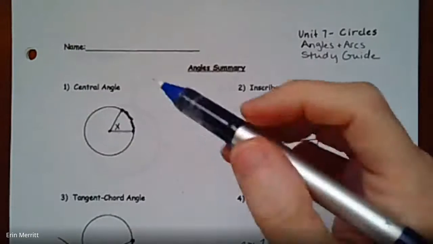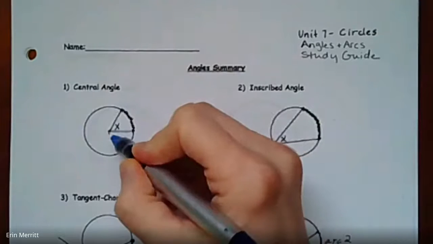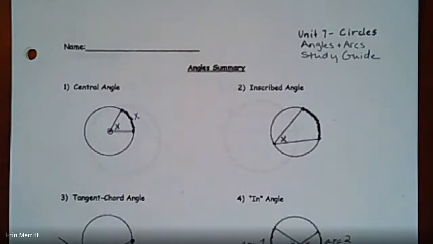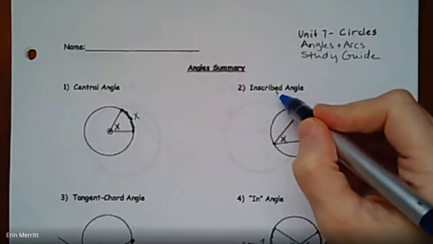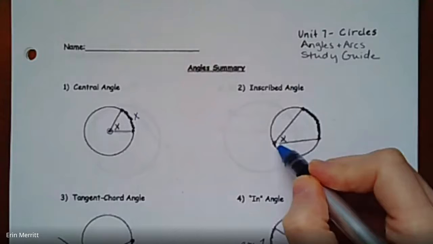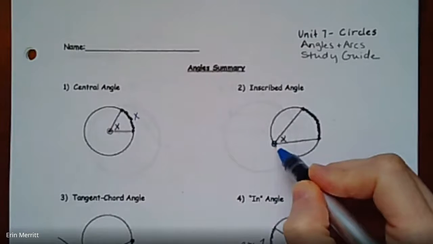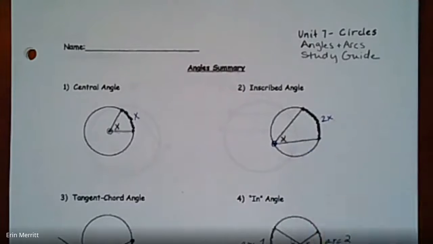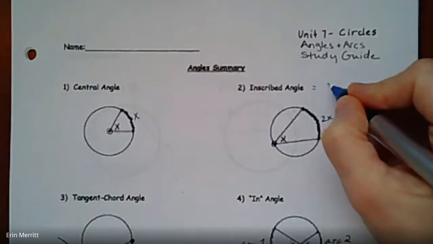So for the angles, we should know that a central angle, which means the vertex is on the center point, is the same measure as the arc it opens up to. An inscribed angle, which means that the vertex is on the circle itself, is half the arc, or the arc is double the measure of the angle, however you want to say it.